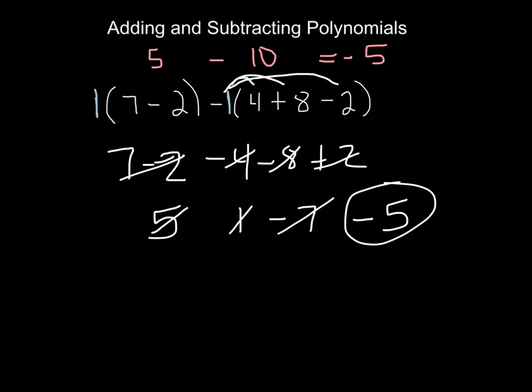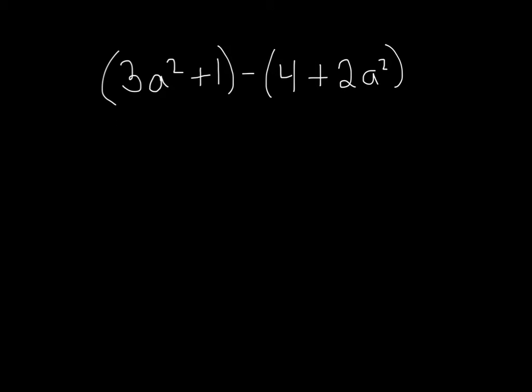So I worked it out left to right, and I got the same thing that I would have got if I had just done it the traditional way. So this allows us then to get rid of parentheses through distribution and work it left to right. Let's now apply that to polynomials. So now let's apply what we just learned about distributing the 1 and the -1 to get rid of parentheses, and let's solve this polynomial subtraction problem.